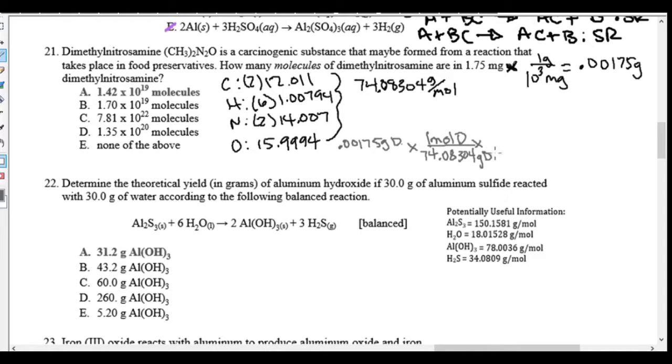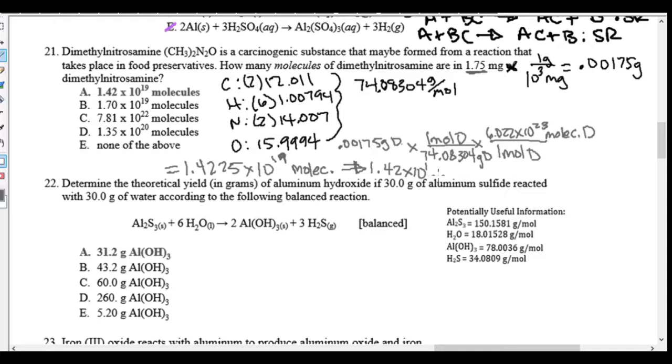And then to go from moles to molecules, we know that 1 mole of D is going to be 6.022 times 10 to the 23 molecules of D. So when we do that math, we get 1.4225, and it keeps going, times 10 to the 19, that's a 9, molecules, which, to the correct number of sig figs, 3 sig figs, is 1.42 times 10 to the 19 molecules of D, which would give us this answer right here, A.